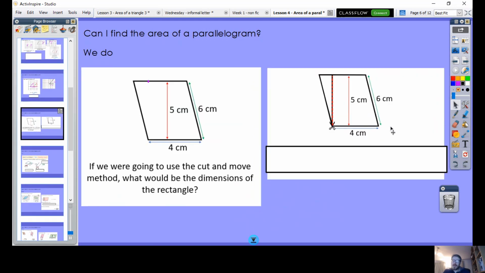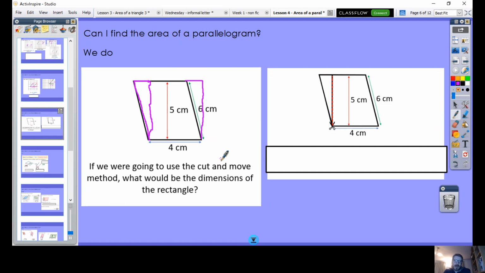Now, what you may have then realized is that we are using similar dimensions, similar measurements to what we were using when we were calculating the area of the triangle. We are looking at the base, and we are thinking about the perpendicular height. Because when we move, let's say we move this bit here, pretend that's a straight line again, we move this bit here over to fill in this gap here.